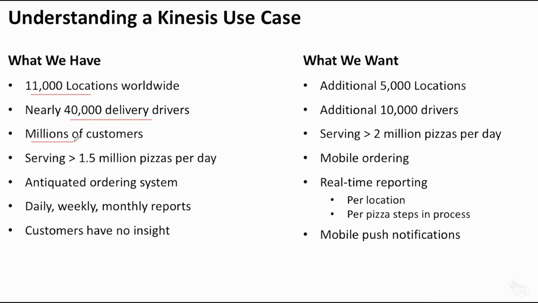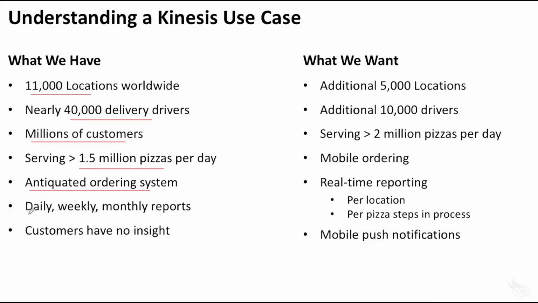And then, of course, we have millions of customers to whom we serve more than 1.5 million pizzas per day. So we have a lot of people and a lot of data to track. Now, what we have is an antiquated ordering system built using SOAP and old school technologies out of the 90s, and we want to update that. We want to bring it into the modern era, host it in the cloud, and really make this much more of a modern real-time system.